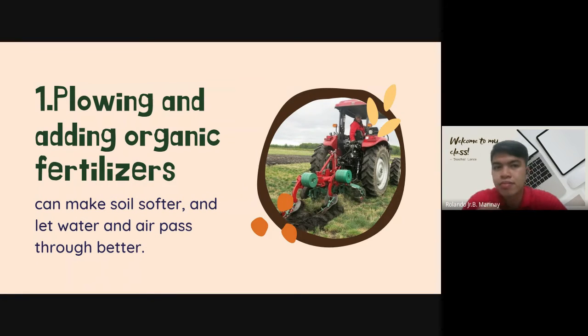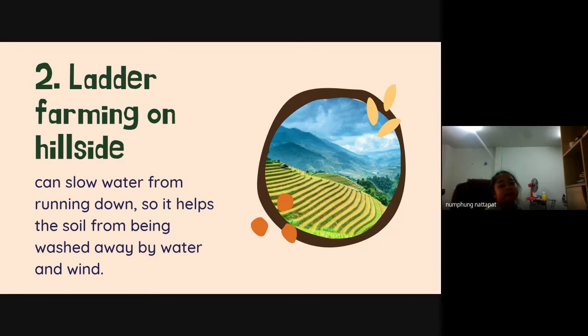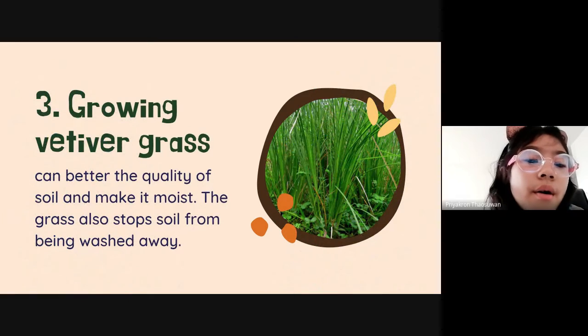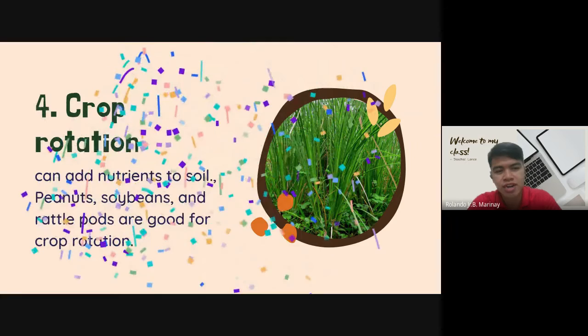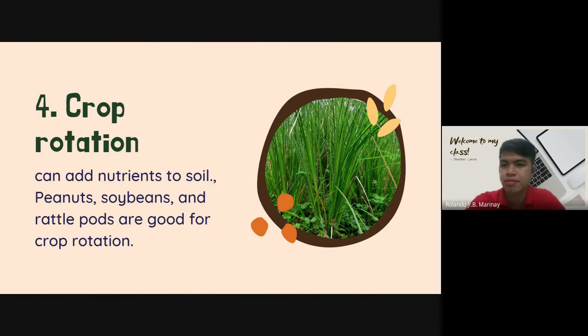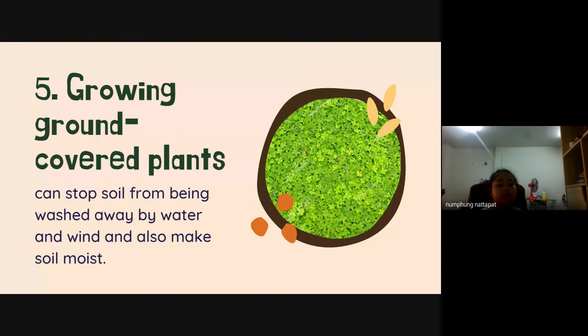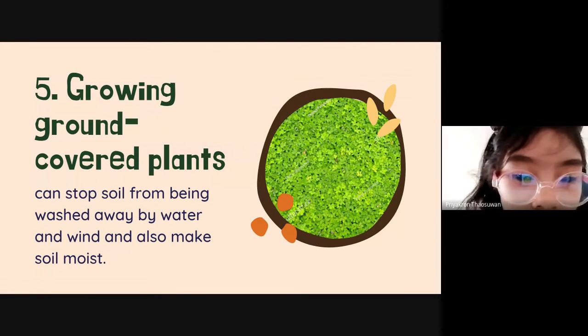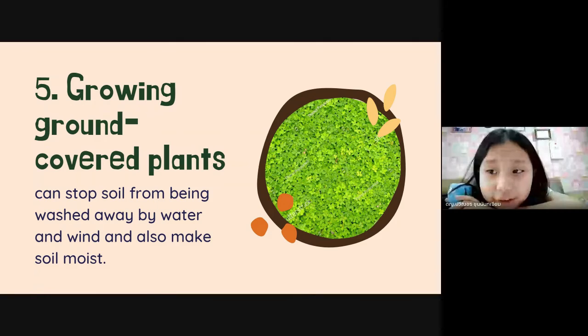So what is number one? Plowing. Okay, number one is plowing. Number two, contour farming. Number three, growing vetiver grass. Very good. Number four, crop rotation. Very good. Number five, ground cover plants. Okay, you can just say ground cover plants. Very good.